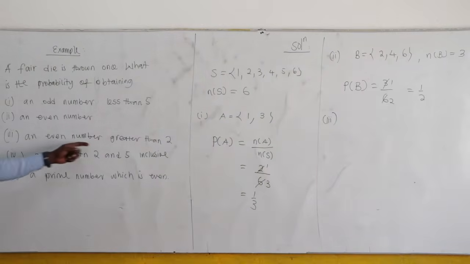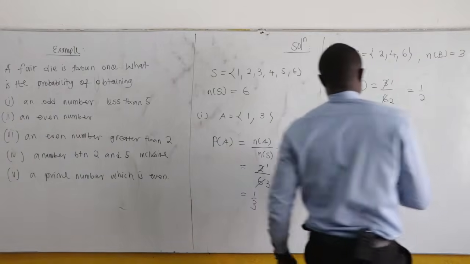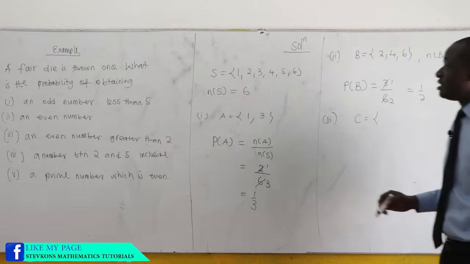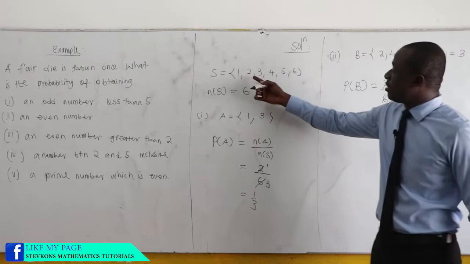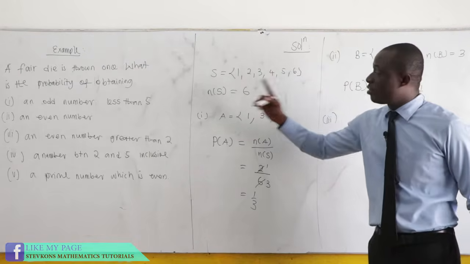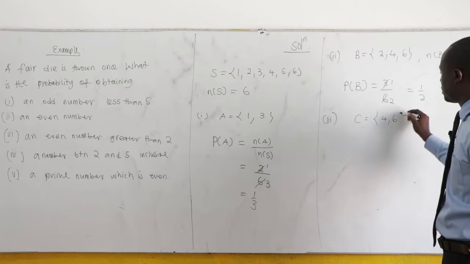It says an even number greater than 2. An even number, the event is what? Even number greater than 2. Now let's suppose that C is that event. Even number greater than 2. The event will be what? That is 4. And 2 is not part because it's not greater than 2. So we have 4 and 6.